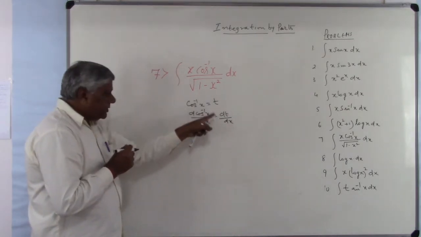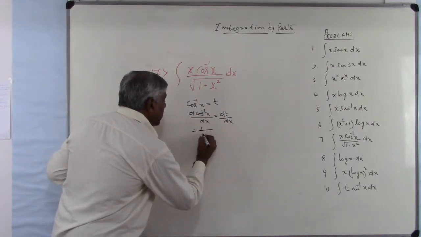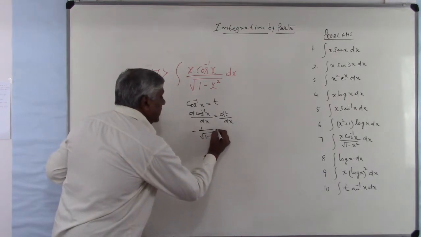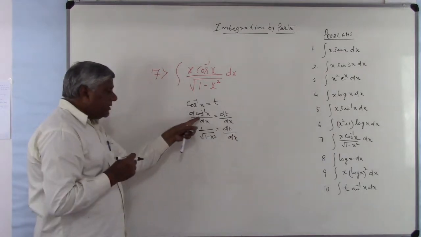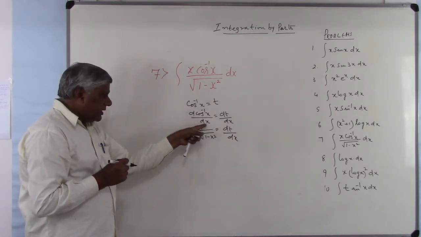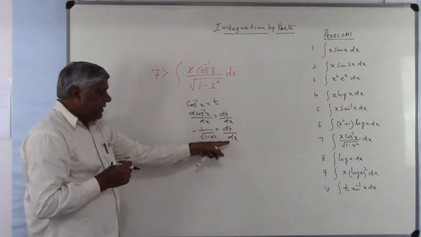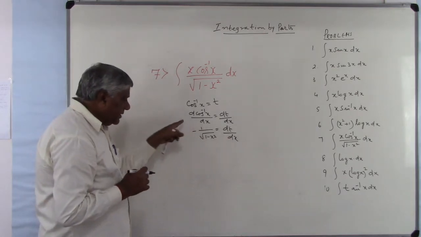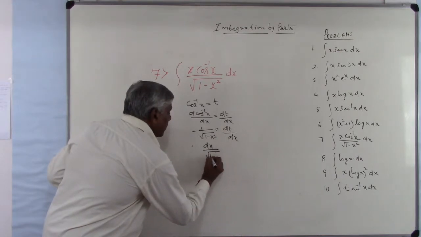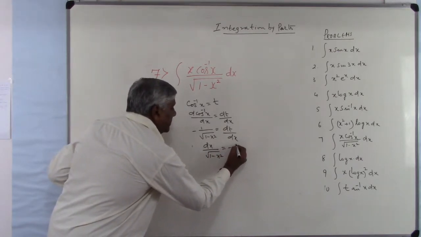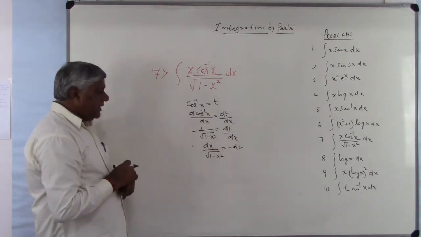I am differentiating both sides with respect to x. Now this is nothing but minus 1 over root of 1 minus x square is equal to dt by dx, because the formula of differentiation of cos inverse x with respect to x is minus 1 over root of 1 minus x square. Or I will take this to this side: dx by root of 1 minus x square is equal to minus dt. I will transfer this negative sign to this side, so it becomes minus dt.